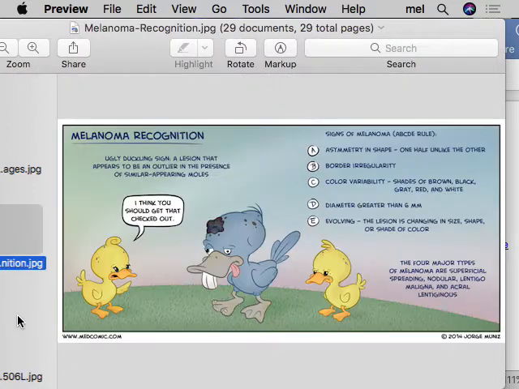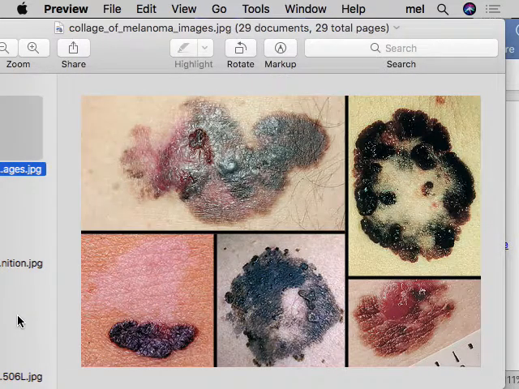And now let's look at this again. Do you see asymmetry in these? Do you see border irregularity? Color variation? Yeah? You can't tell the sizes because you need something for scale, but most of these are relatively large. And these are melanomas, and these are not good signs.